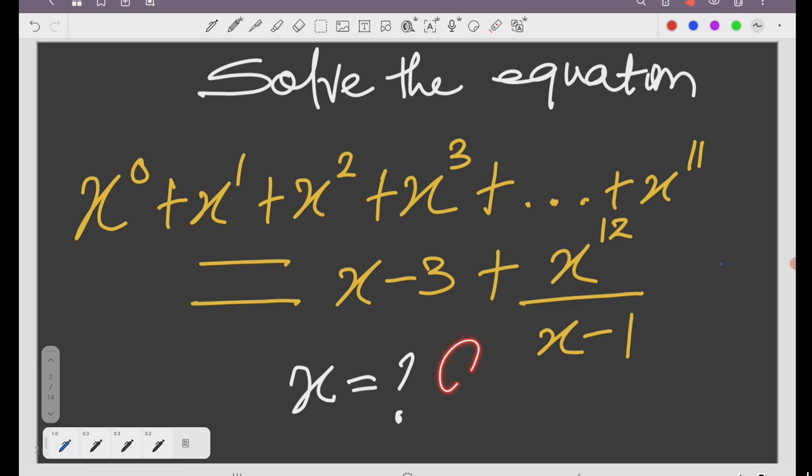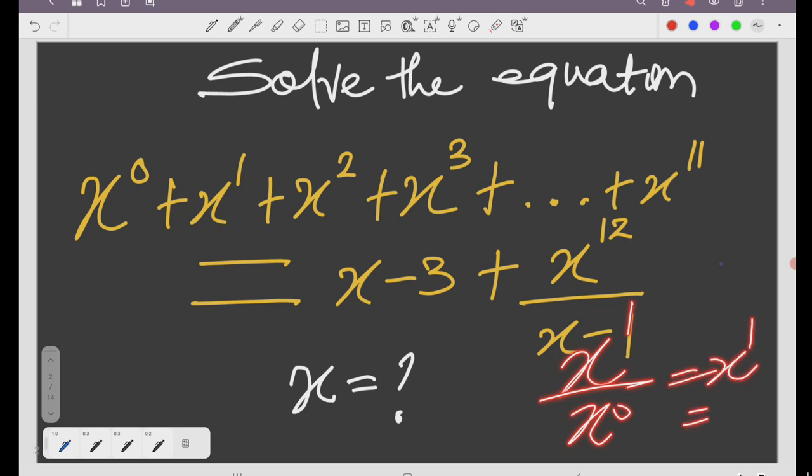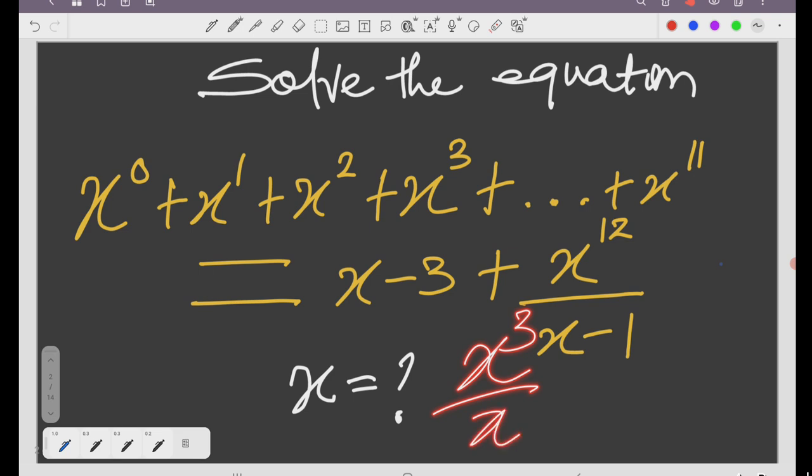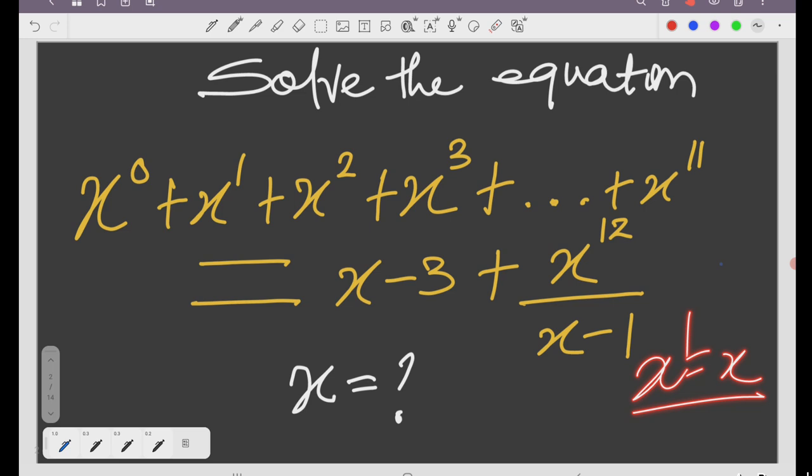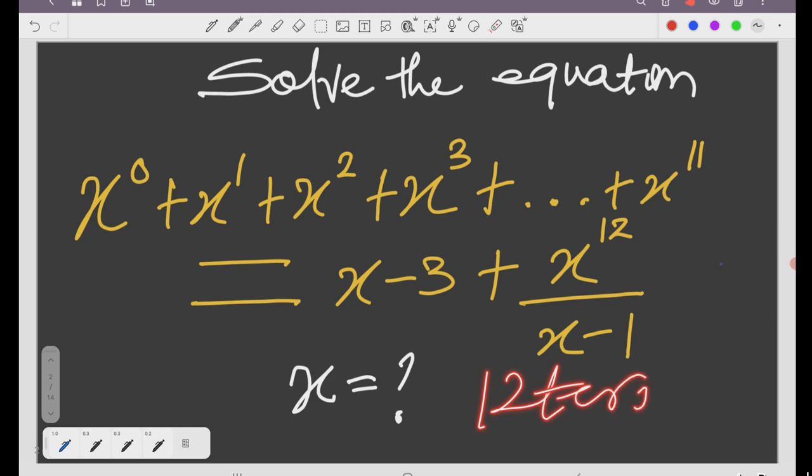But to consider it is GP, GP is about the ratio: x raised to the power 1 over x to the power 0 is equal to x raised to the power 1, which is equal to x. Let us also consider x raised to the power 3 over x to the power 2 will give you x raised to the power 1. So automatically this question is a geometric series. Now consider that in a geometric series, x raised to the power 0 to 11 will surely give you 12 terms.